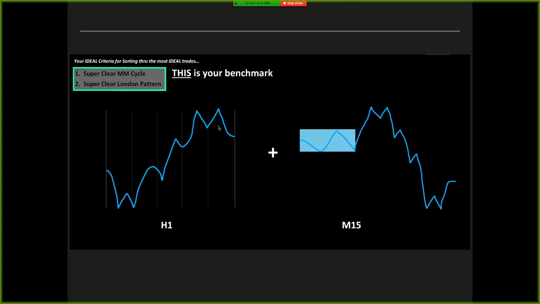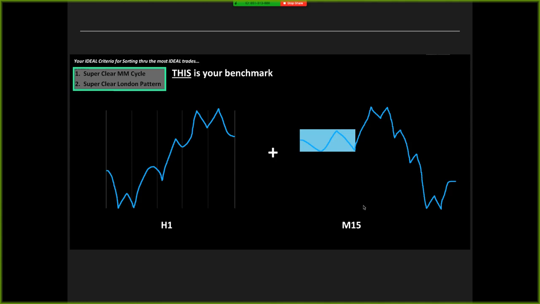Your ideal criteria for sorting through the most ideal trades are going to be the ones where you can see a super clear pattern like this or a cycle like this, okay? And then taking that a step further, what you're doing on the M15 is you're zooming in on basically a cross section of this cycle, okay, to take a more pinpointed entry. And then what you can find is you'll find an intraday cycle within the bigger cycle, okay? So this M15 cycle within 1 day, an intraday cycle, this might be like a zoomed in version of this part of the cycle right here, or this part of the cycle, you know?